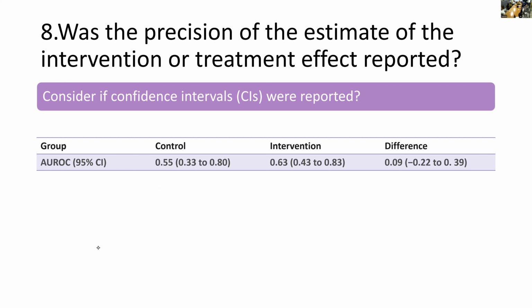Can we take the difference as significant? The difference should not include zero. If the confidence interval doesn't cross zero, you can say it's significant. But here we can't, because it goes from minus to plus, so there's no difference. If the difference was on one side, then you can say it's significant, even though the control didn't reach 0.8. That's okay. You just need to show that the intervention performs better than the control.